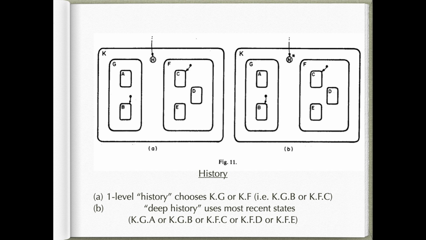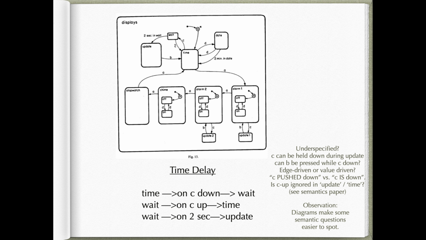In figure 11B, he shows deep history, which is an H star. And there it remembers which substate of K.F and K.G we're in. So the default only works the first time we come in when history is clear, and otherwise it remembers. Let's say we were in state K.F.E, and we leave and we come back, it'll go to K.F.E again through deep history.